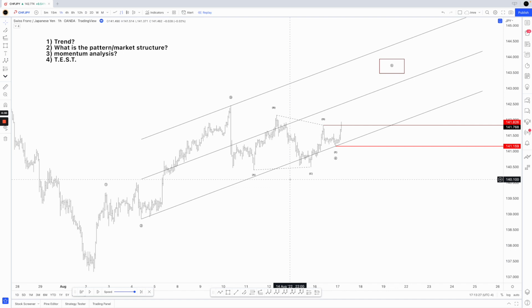All right, so this is a big myth that's been told in trading time and time again, and it drives me nuts.